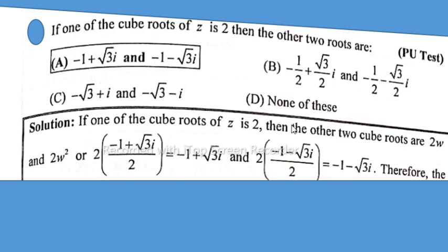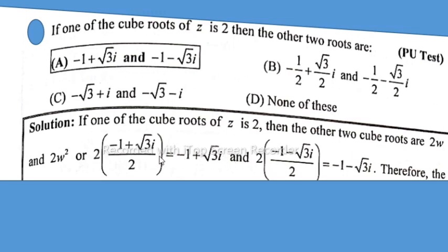In this lecture, I will solve Punjab University test MCQs. That is, if one of the cube roots of z is 2, then the other two cube roots are 2 omega and 2 omega square.